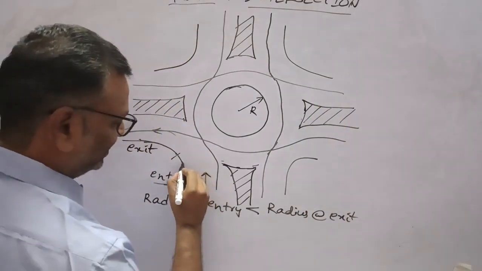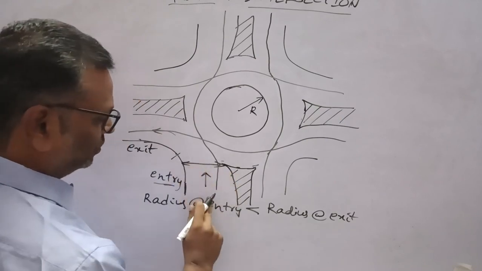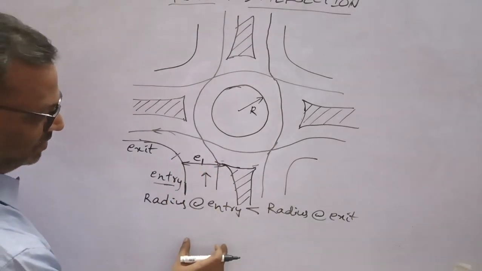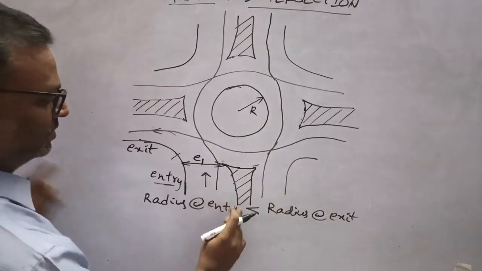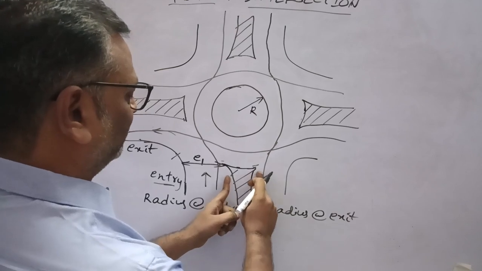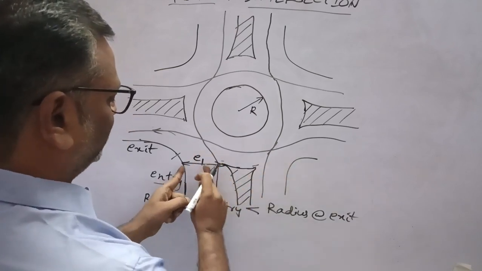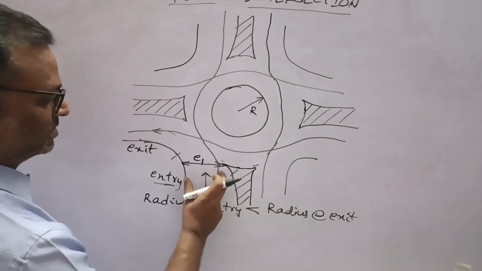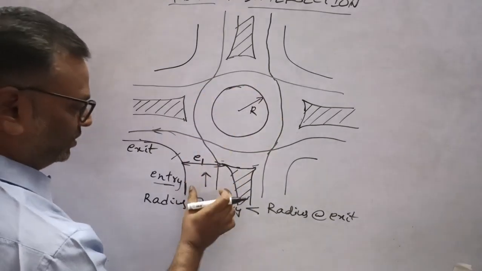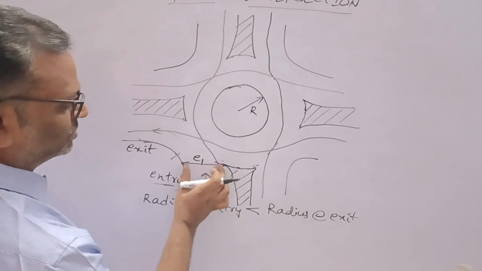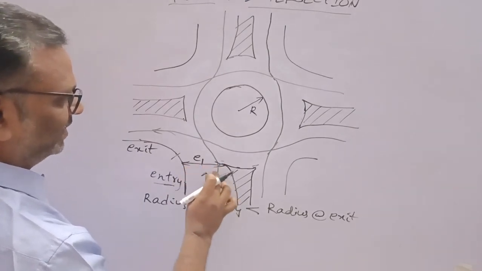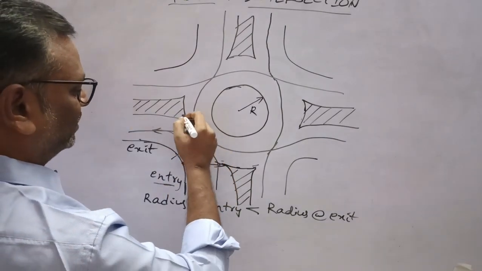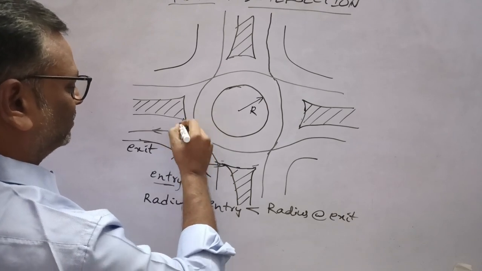We have entry width. So entry width, take it as E1. As the traffic approaches the rotary, the width of the curve has been increased to reduce the width of the road. So as the width of the road reduces, the speed approaching the rotary also reduces. So we will reduce this width, and this is called entry width. And where we exit the rotary, we have exit width.